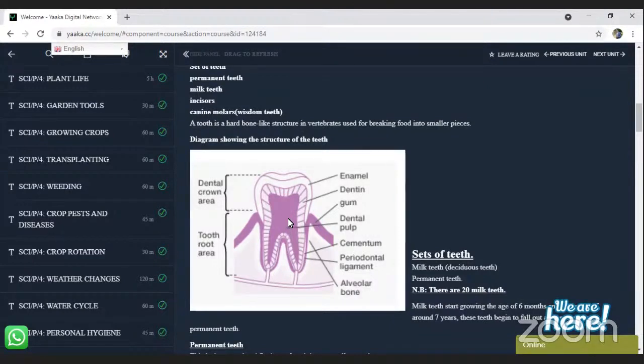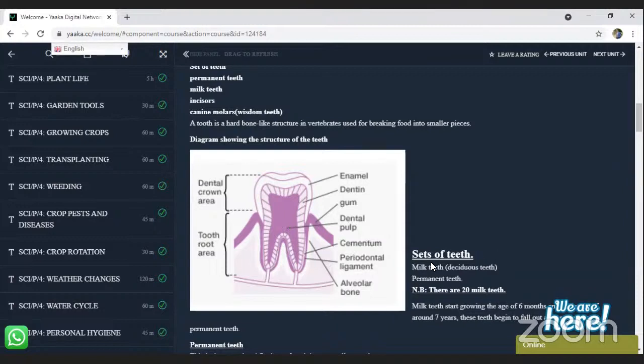This part is the sensitive part. It is sensitive to heat, to pain, and even to something which is cold. When you're taking water, sometimes you realize that the teeth become too cold. They realize that the water is too cold. So it is because of this part here, the pulp cavity. It is the most sensitive part. It is sensitive to heat, to coldness, and then to pain. As simple as that. Why? Because it has got the blood vessels inside there and also the nerve endings.